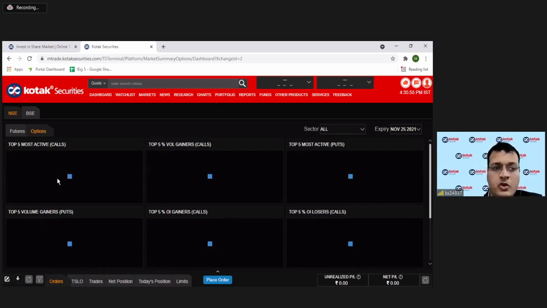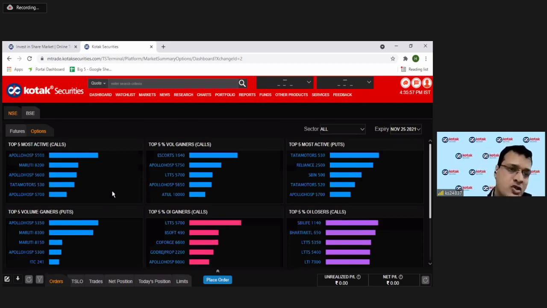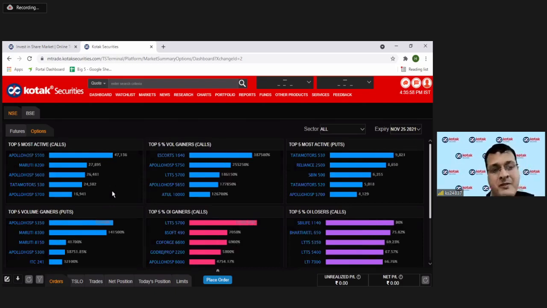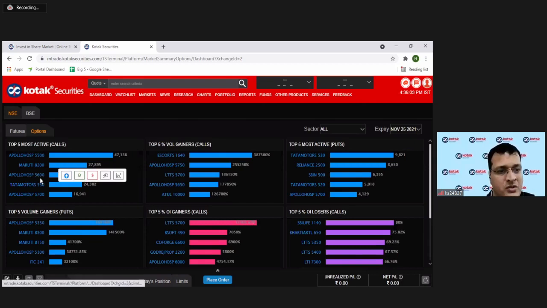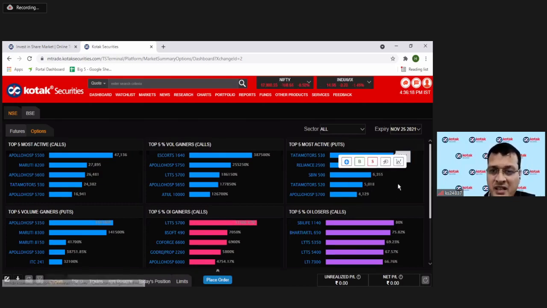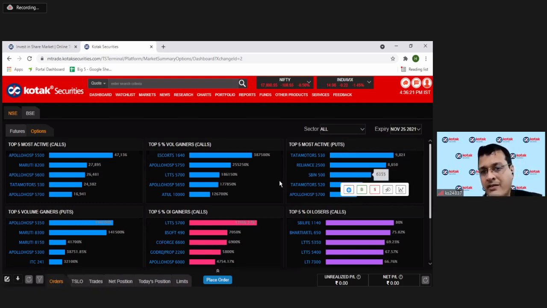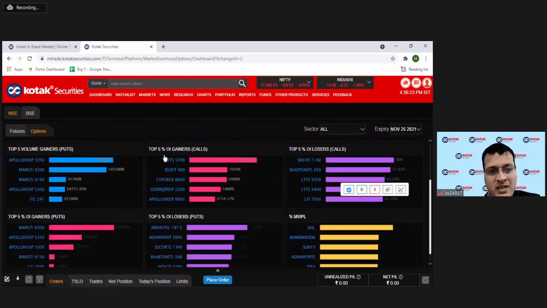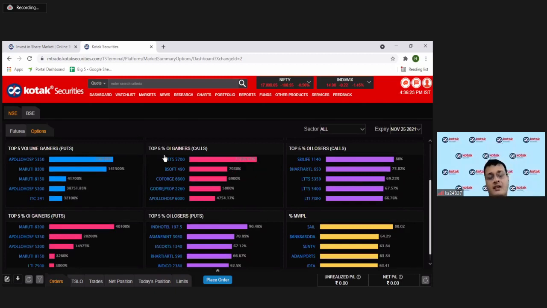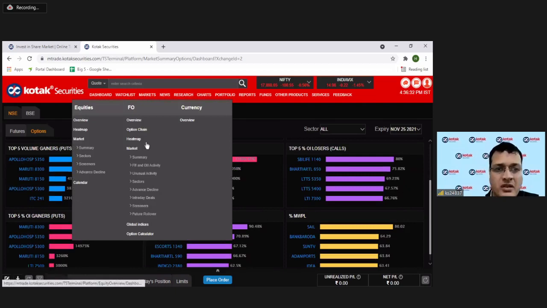So you will see there'll be 5 stocks which were most active today. So Apollo Hospital, Maruti, Apollo Hospital, 5600 ka strike price. So again, this is the 200 ka call, the most active call today. Similarly, if I want to see puts, Tata Motors 530 ka put was the most active. Similarly, in case I want to see total 5% OI gainers today, LTTS, Bsoft, and so on and so forth.